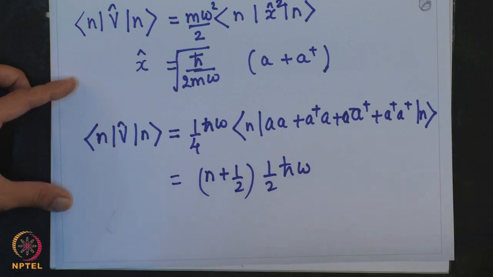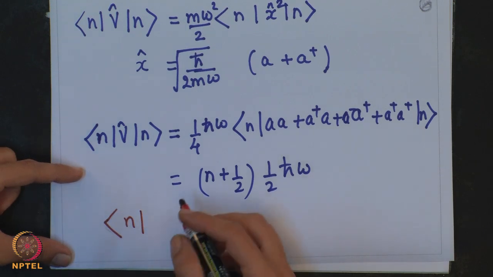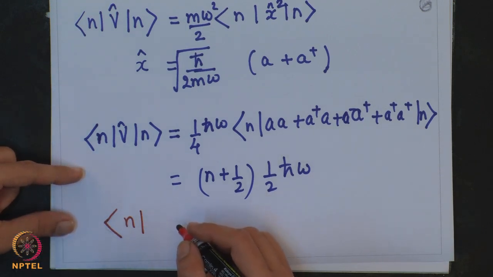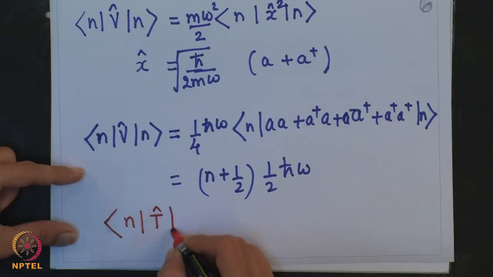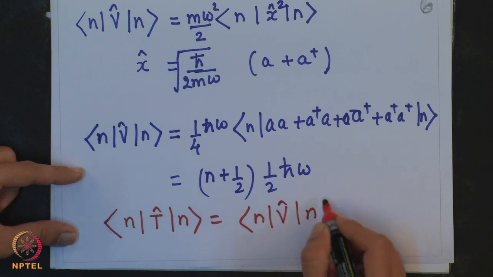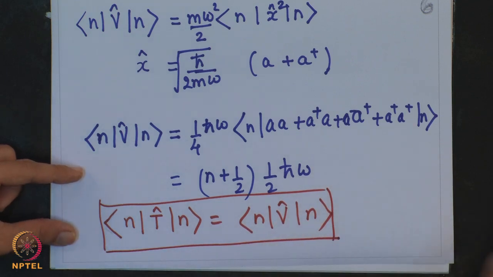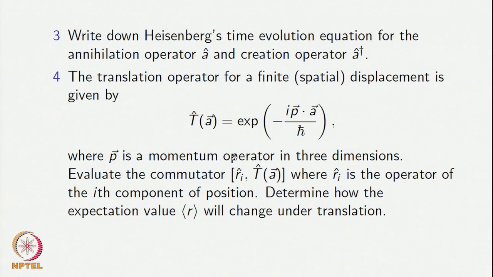So, what do we obtain in the final expression? We obtain that the matrix element of the kinetic energy operator and the potential energy operator turn out to be equal. This is nothing but the virial theorem. So, up till now things are very simple. Let us go to the next problem.